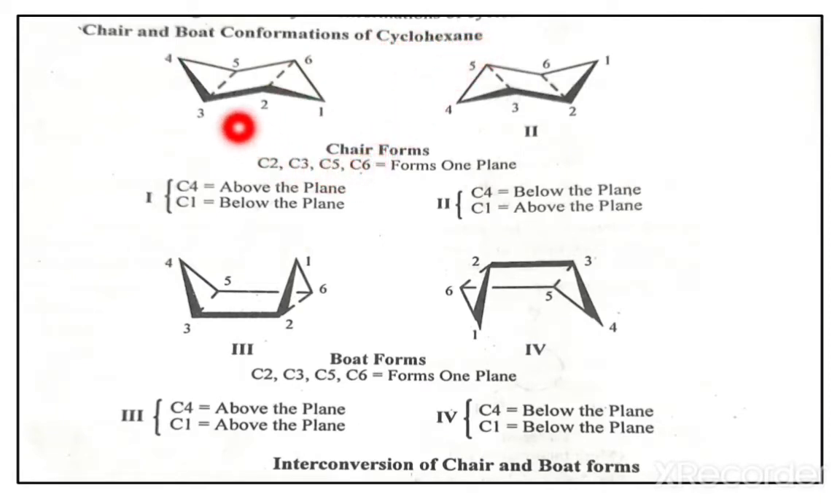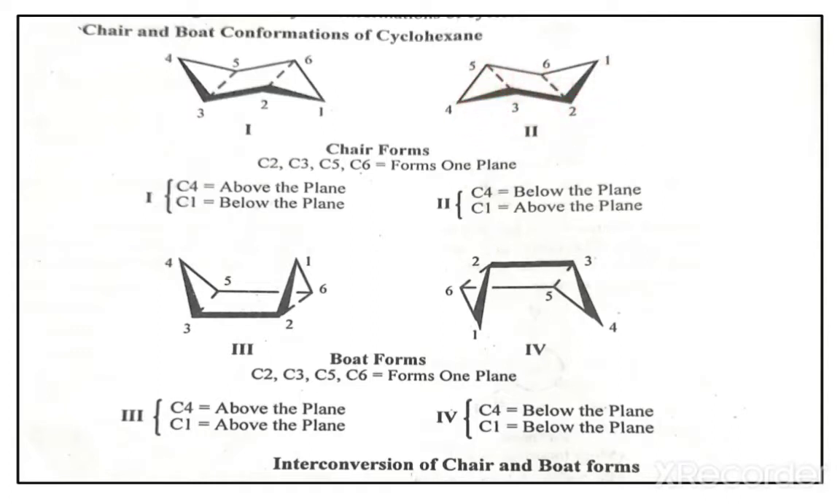That means here, if we see, this is a cyclohexane. This is the chair conformation of cyclohexane. That means chair form. This is the first, and here this is the second form. Here we give numbering 1, 2, 3, 4, 5, 6, or we can give numbering from this direction 1, 2, 3, 4, 5, 6.